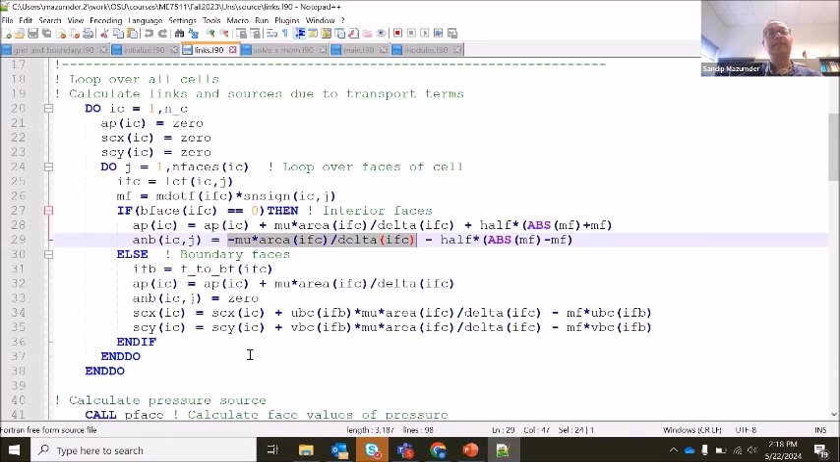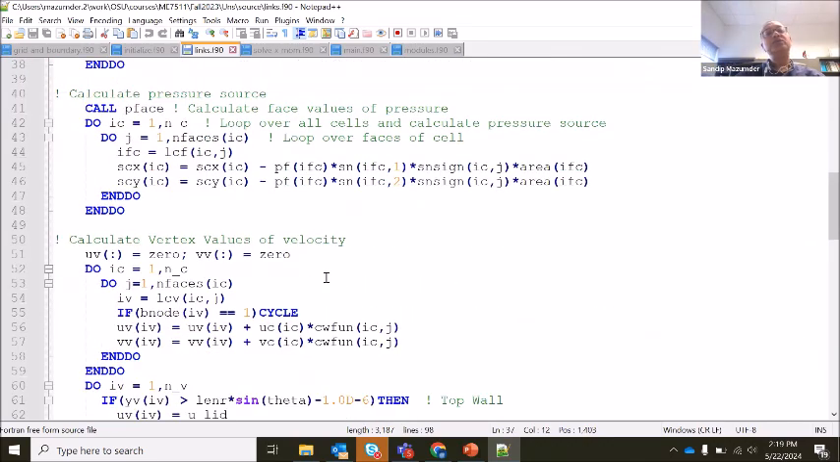So that's that. For boundary faces, we are doing something slightly different. Of course, we don't have two cells now. We have a boundary face. So there is a diffusion term contribution that you will get from basically the shear stress, the viscous terms. Okay, so then we get into calculation of sources. So this is where I first calculate the face value of pressure.